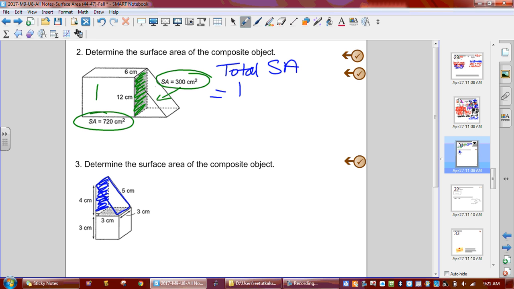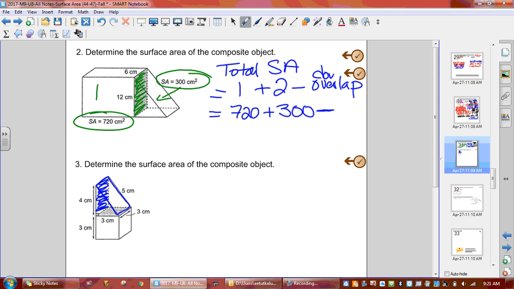Okay? So object 1 is 720. Object 2 is 300. And now we've got to figure out that double overlap. Because it's always a double overlap.